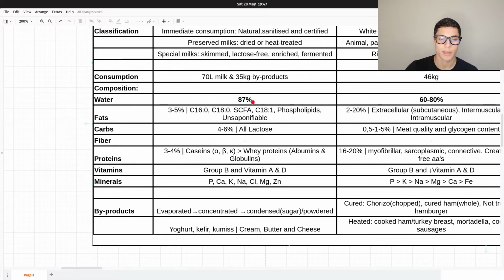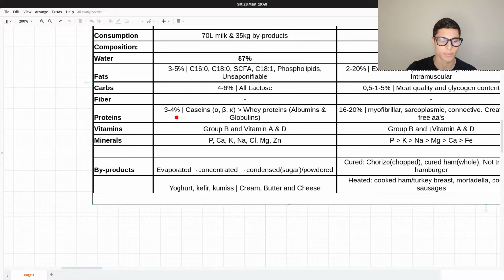Water content in milk, 87%. The fats in milk are from 3 to 5%. We have the palmitate, the stearic, and the short-chain fatty acids, as well as the oleic acid, the phospholipids, and the unsaponifiable. For example, cholesterols and carotenoids. Cholesterol is about 15 milligrams per 100 milliliters or grams of milk. And then the carbs, 4 to 6%, which is all lactose. Fiber, we have no fiber.